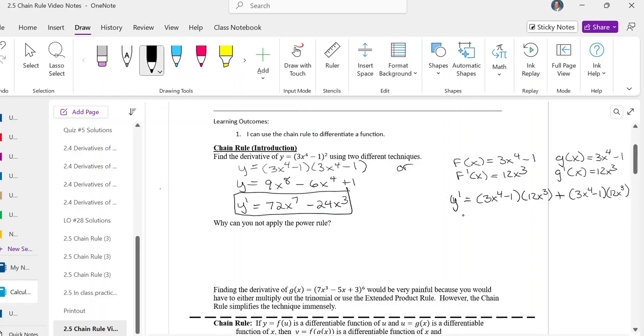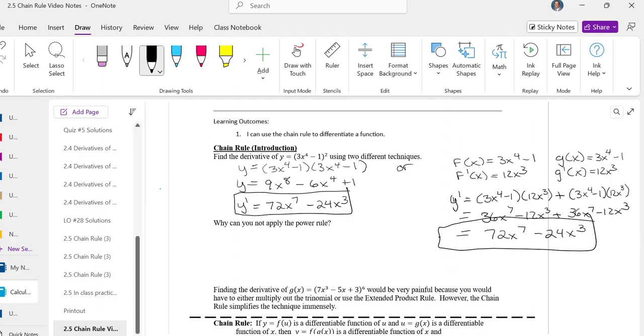If you add them together, well, first you have to multiply, but that gives you 36x^7 minus 12x^3 plus 36x^7 minus 12x^3. Then you combine like terms, and you get 72x^7 minus 24x^3. Notice it is the same as what you got the other way. So those are the two ways we've had to do this up until now.